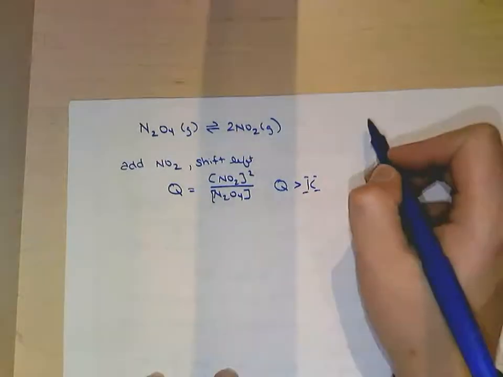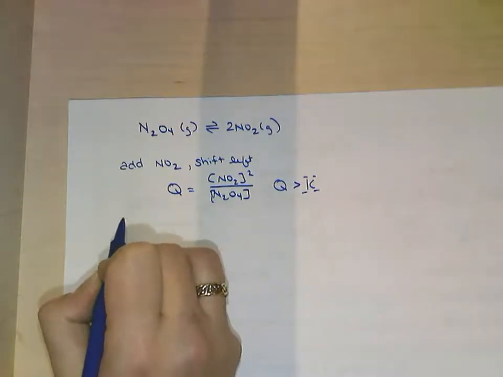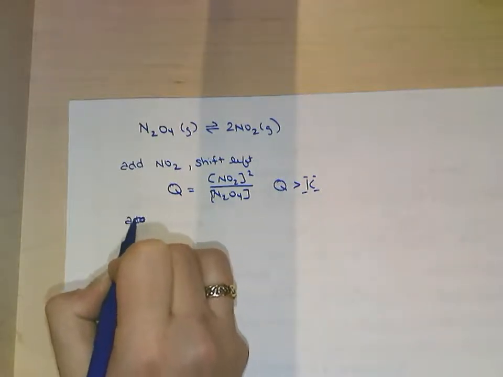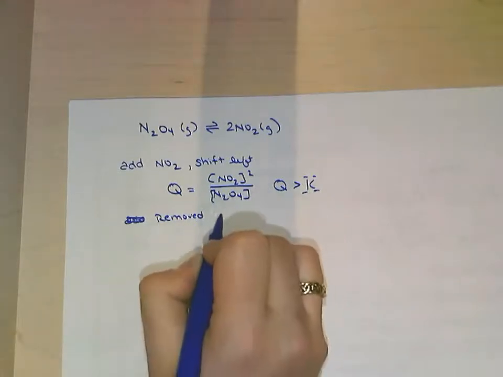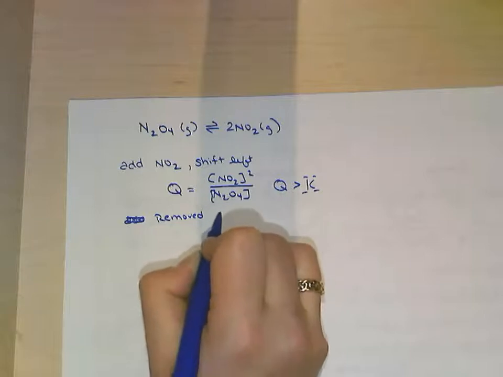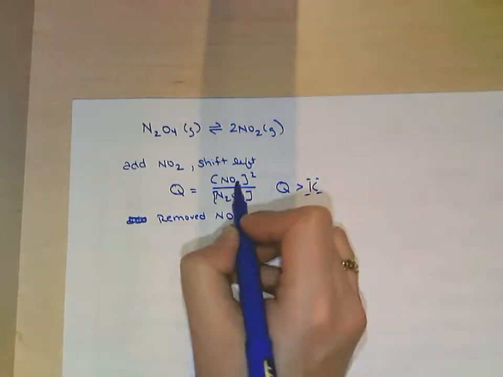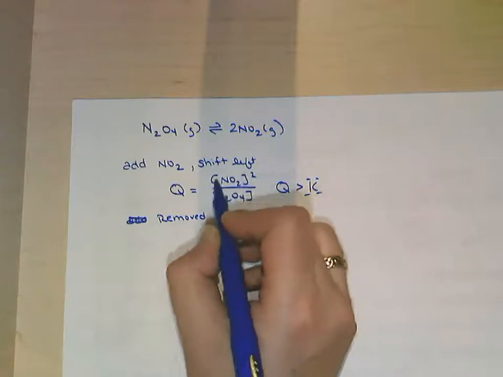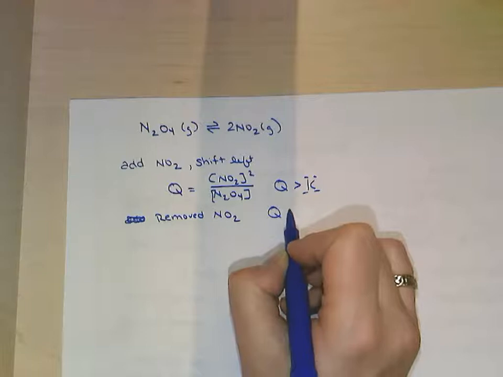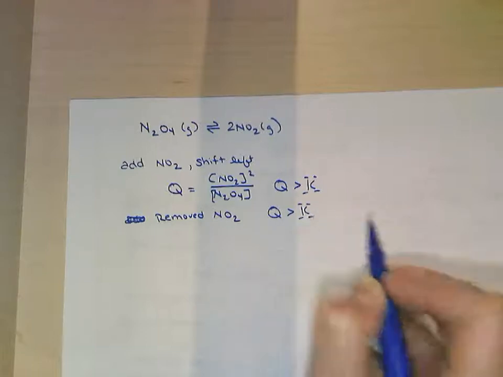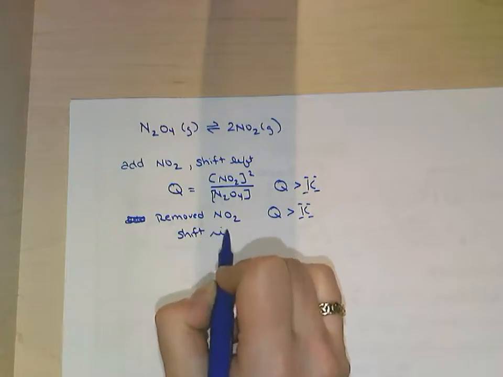And I could do the opposite. What if I removed, there's only 2 options, I'll remove NO2. Then using the same equation, this is now getting smaller, which means the whole fraction is getting smaller, which means now Q is less than K. So in order to counteract that, we're going to shift right to make more products.